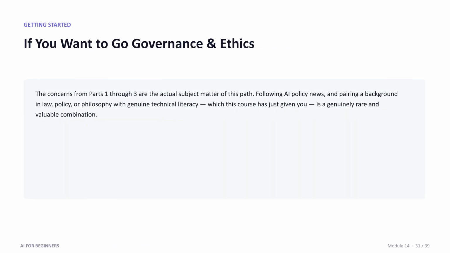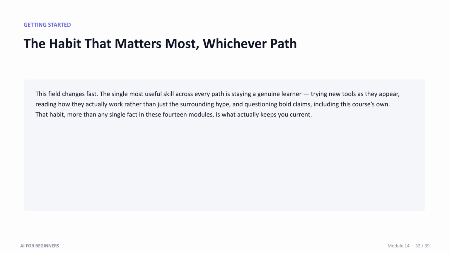If you are interested in governance and ethics, you are targeting a specialized field that relies on the subjects covered in parts 1 through 3. Combining a background in law, policy, or philosophy with the technical literacy gained in this course is a rare and highly valuable combination in the current job market. Regardless of the path you choose, the most important habit you can develop is to remain a genuine learner. The field of AI moves rapidly, so you should constantly try new tools, research how they work behind the hype, and critically evaluate all claims, including those made in this course.